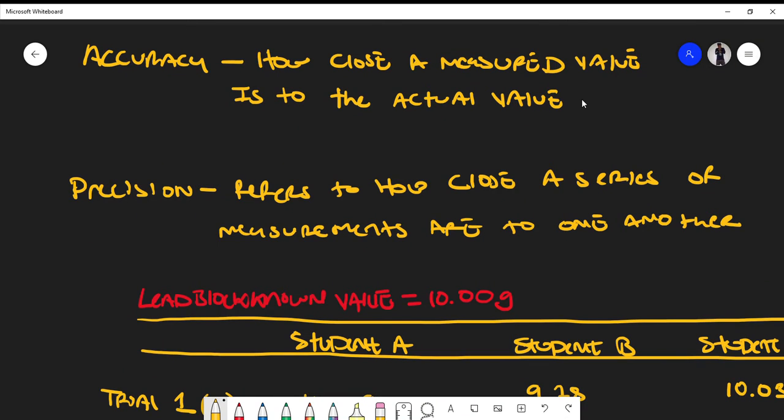So in this video, we're going to talk about the difference between accuracy and precision, and then we're going to do an example and see if you actually get the concept.